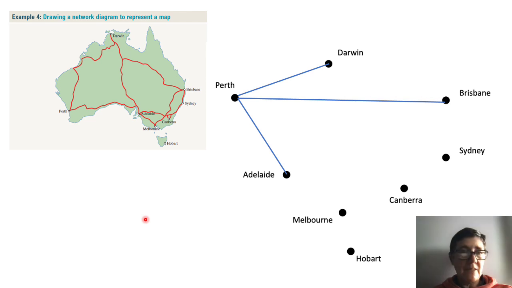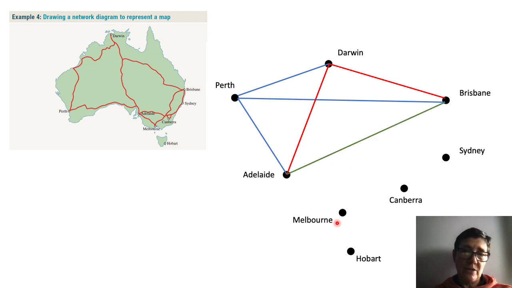Now I'm going up to Darwin. From Darwin, it looks like I can go over to Adelaide without going through a capital city, and to Brisbane. Again, I can go from Darwin to Canberra, but I'd have to go through Brisbane, or I'd have to go through Adelaide or Melbourne. So I'm not joining that. So I'll move around to Brisbane, I think. No, I'm moving down to Adelaide.